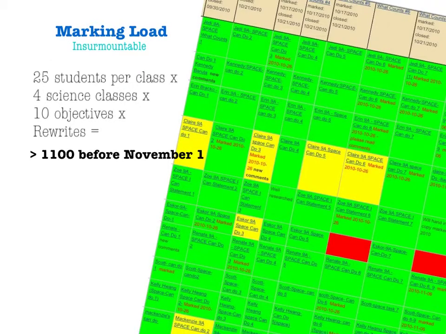The other one is marking load. If you look at my space unit, for instance, I had 10 I can statements. There were 25 students per class, 4 science classes, 10 objectives per unit, plus rewrites for each one of these things. It meant, and I counted them up, there was more than 1,100 assignments marked before November 1st, 2010, and that's just insurmountable. I was able to do it at the great personal cost, obviously, but it did mean I had to do some redesign really quickly.